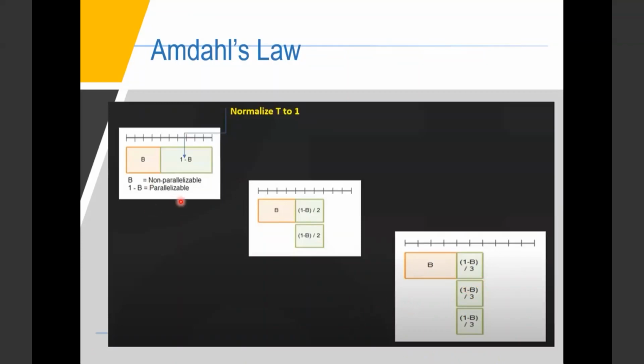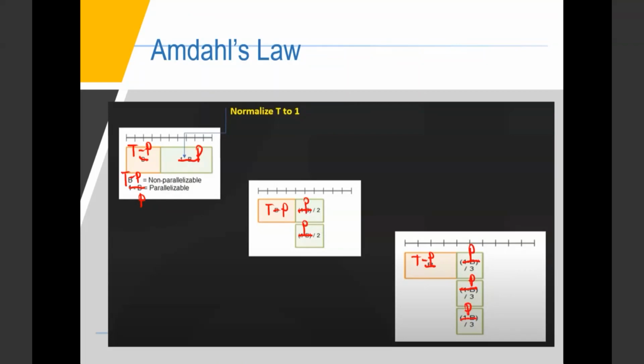For example here, this one is wrong, please change it: this is actually P, and this is T minus P. P is the parallelized portion and T minus P is the non-parallelized section. So this is T minus P and this is P. I will do the correction first.